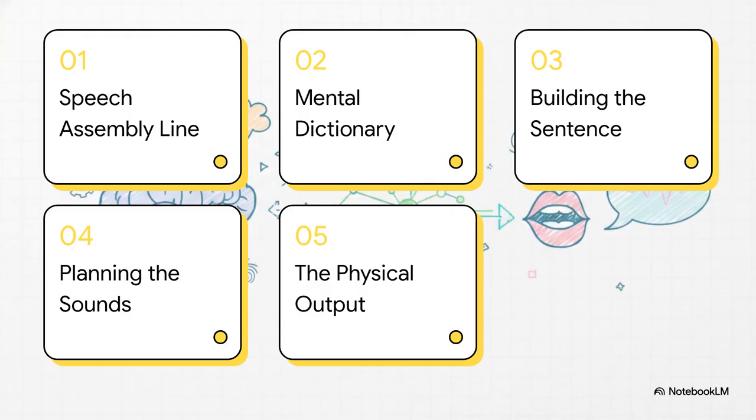So here is our agenda for this explainer. We're going to look at 1. The speech assembly line. 2. Searching the mental dictionary. 3. Building the sentence. 4. Planning the sounds. And finally, 5. The physical output. Let's get right into it.